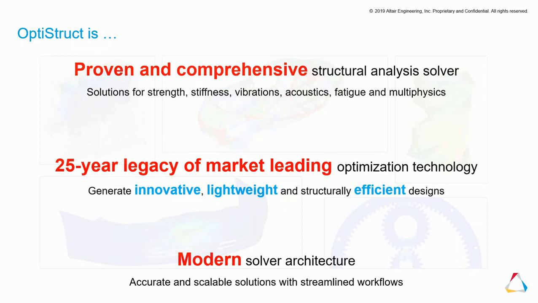OptiStruct is based on modern solver architecture, and what I mean by that is when we're implementing certain features and functionality into OptiStruct, we're keeping in mind how these features can be scalable. We recognize that model sizes are increasing, as is complexity, and we want to make sure that the solutions can be scalable on a high number of cores or high number of nodes, and also keeping in mind the workflows. We want to ensure that the workflows are streamlined so that we have a much better process when running the analysis or the optimization.